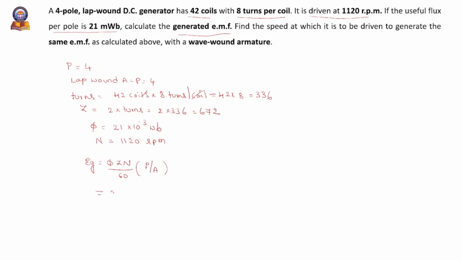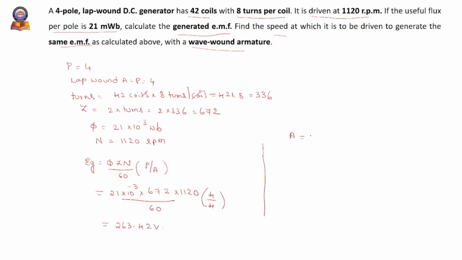Substituting all the values, 21 into 10 to the power of minus 3, 672 multiplied with 1120 by 60 into 4 by 4. Finally it is 263.42 volts. Then given in the problem, find the speed at which it is to be driven to generate the same EMF with a wave wound armature.